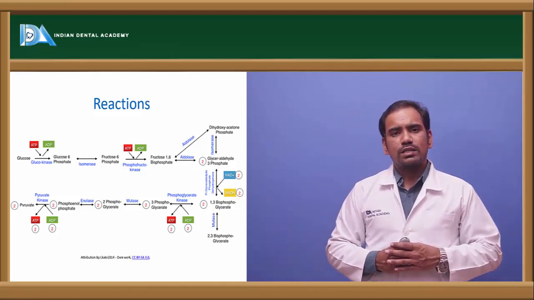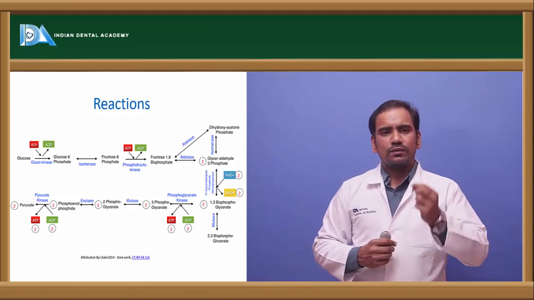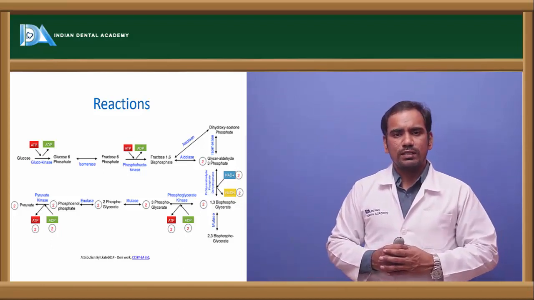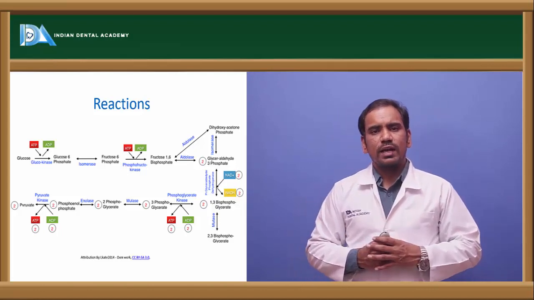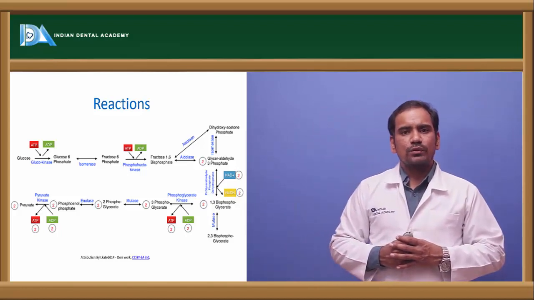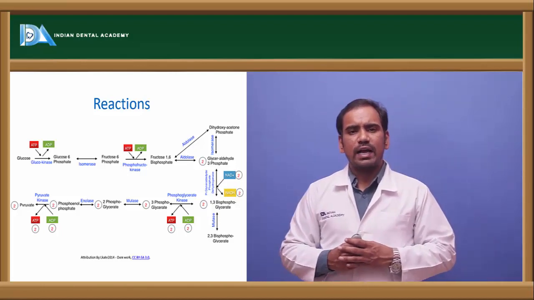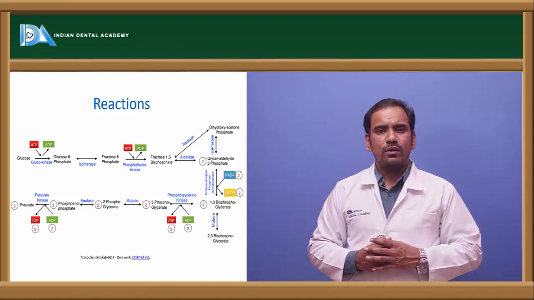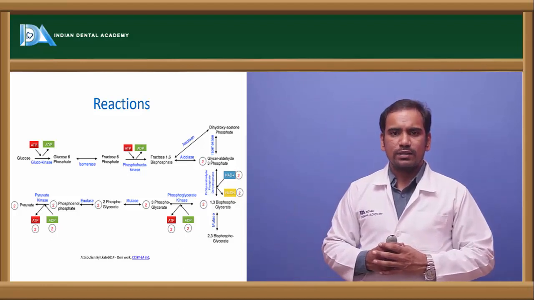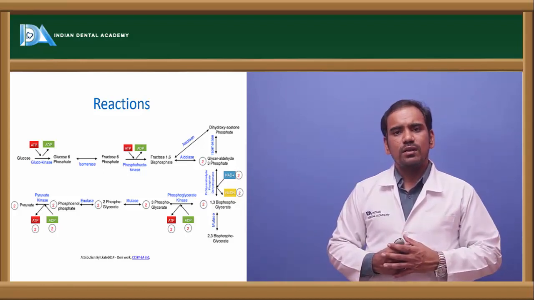Now this 3-phosphoglycerate is converted to 2-phosphoglycerate by the enzyme called mutase. So there is a shift of phosphate from the third carbon to the second carbon. 2-phosphoglycerate in the next reaction, catalyzed by the enzyme enolase, is converted to phosphoenolpyruvate. Phosphoenolpyruvate in the next reaction, catalyzed by pyruvate kinase, is converted into pyruvate. So this is how pyruvate is formed from glucose in aerobic glycolysis. The end product of aerobic glycolysis is pyruvate.